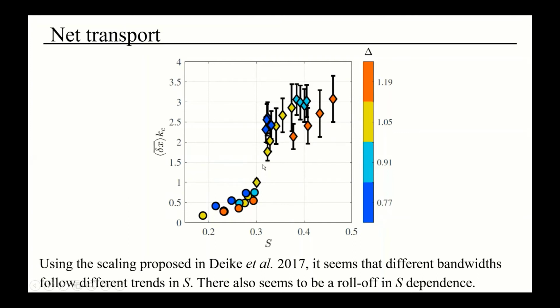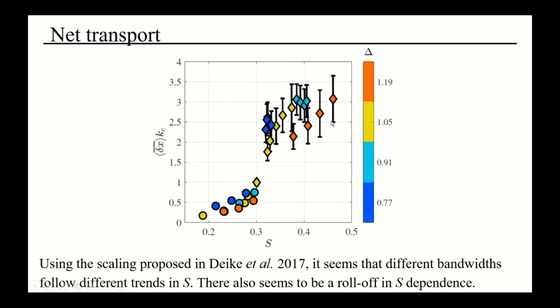Now, what you'll see here is we have not normalized for any bandwidth dependence at all. And what we notice is that these different wave packets with different bandwidths, in particular the green and orange points, seem to follow completely different trends in the transport. So this is yet more evidence that the average transport, the quantity that we're actually interested in, the breaking-induced transport, varies with S, and varies with the bandwidth, and the bandwidth plays a role in determining that value.